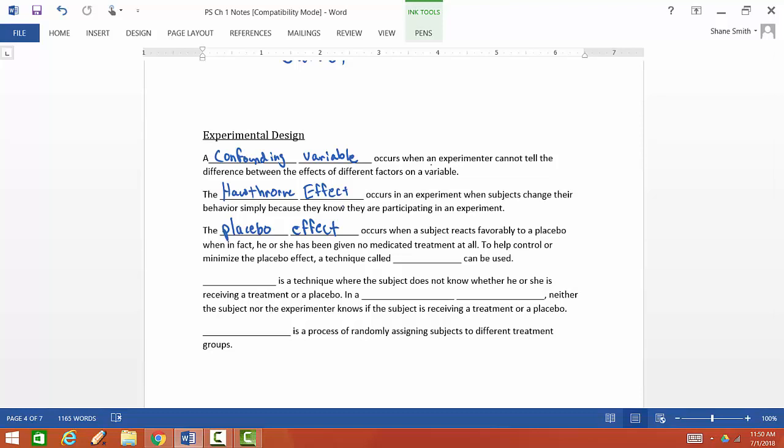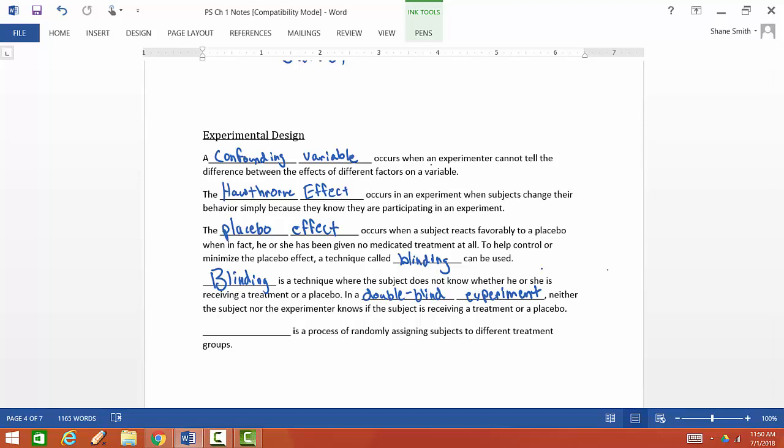And you can use a technique called blinding to minimize the placebo effect. Blinding is a technique when the subject does not know whether he or she is receiving a treatment or a placebo. And in a double-blind experiment, neither the subject nor the experimenter knows who's receiving a treatment or a placebo.